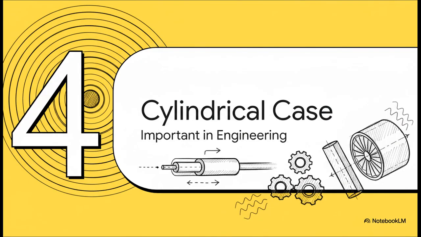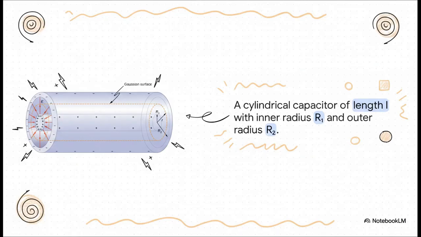For our last derivation, we're going to tackle a system with cylindrical symmetry. And this geometry is incredibly important for engineering, especially when you need to guide and shield electrical signals. So what we've got here are two long, concentric conducting cylinders. The inner one has a radius r1, the outer has a radius r2, and they both have a length L. We'll assume a charge of plus Q on the inside cylinder and minus Q on the outside one.